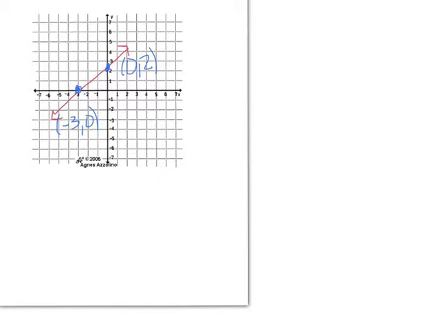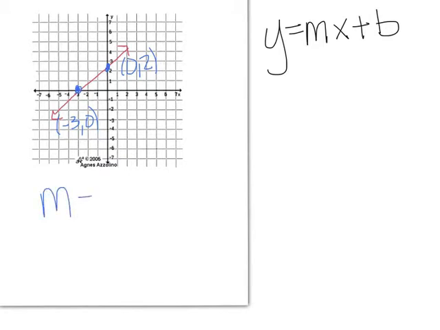So remember, we're using this amazing form, slope-intercept, which is y equals mx plus b. So all we need to find is the slope and the y-intercept. So we're going to find the slope by taking our y2 minus y1 over x2 minus x1.